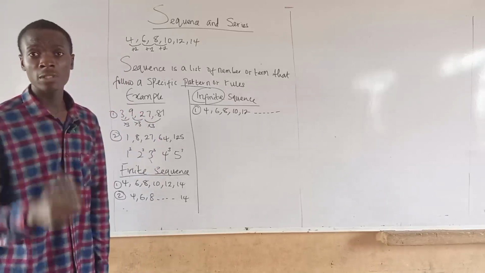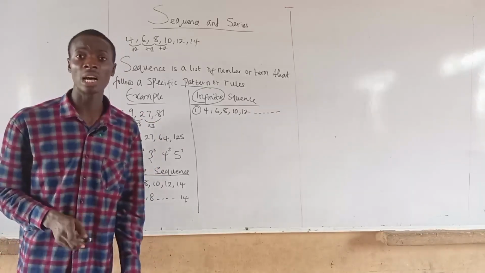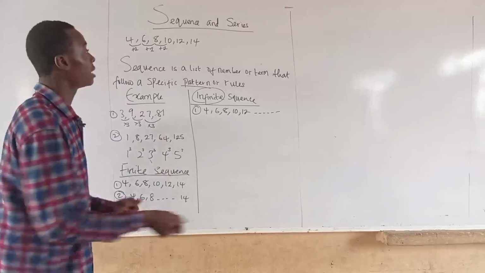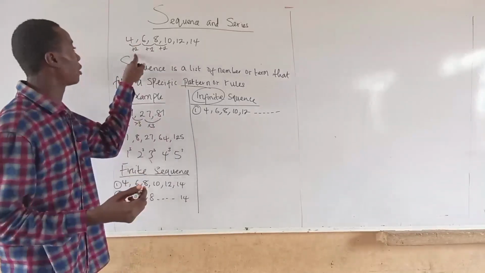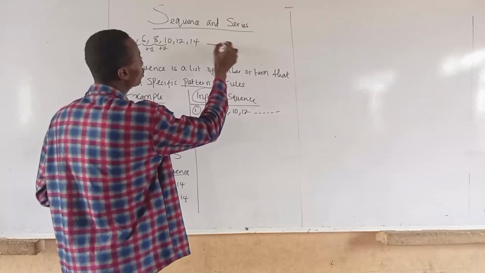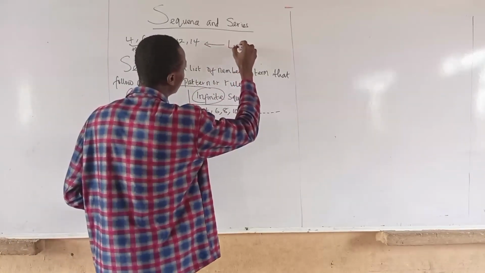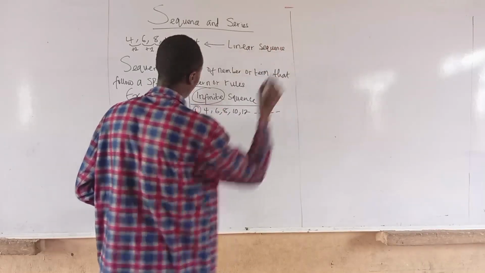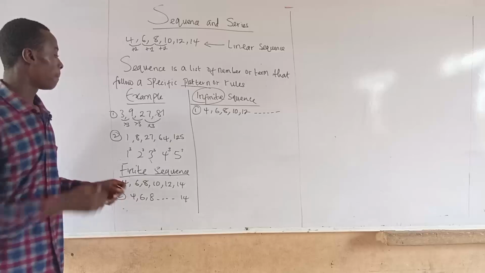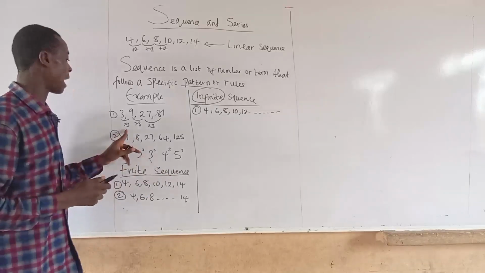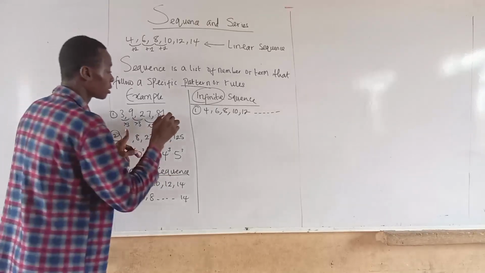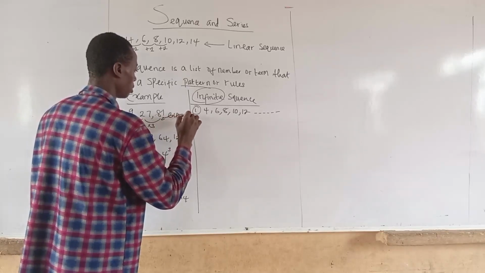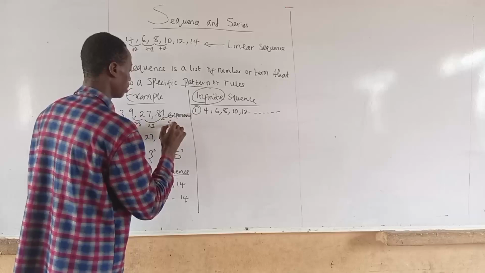So now we have two common types of sequence. The first one is known as linear sequence and the second one is known as exponential sequence. This one here, where each number differs by two, by adding two to them, is known as what? Linear sequence. And this one, where we get the next term by multiplying the previous term by a number, is called exponential sequence.